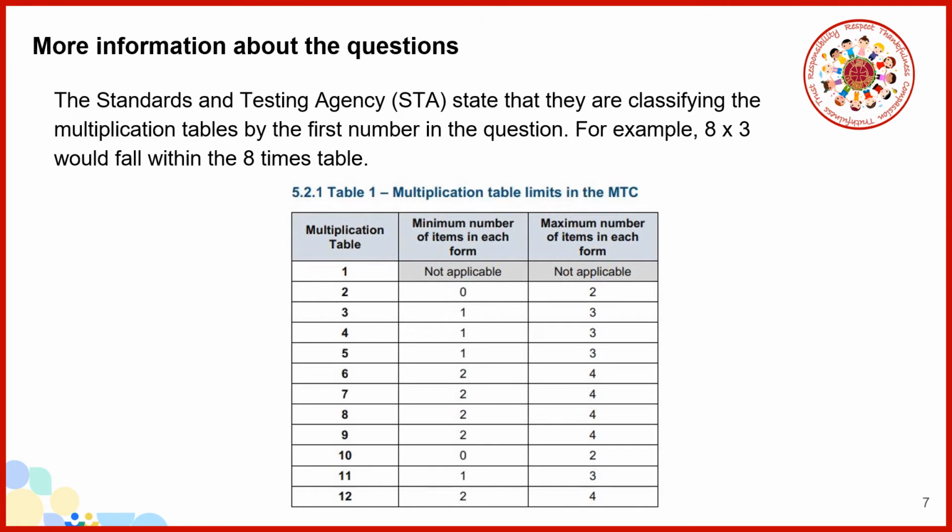More information about the questions. The Standards and Testing Agency state that they are classifying multiplication tables by the first number in the question. For example, 8 times 3 would fall within the 8 times table. The table below shows the minimum and maximum number of times that questions may be asked for a certain times table. For example, there will be a minimum number of 1 question from the 3 times table with a maximum number of 3 questions from the 3 times table.